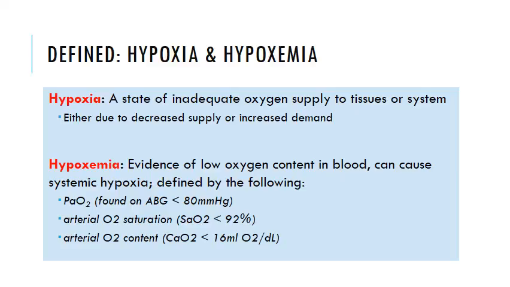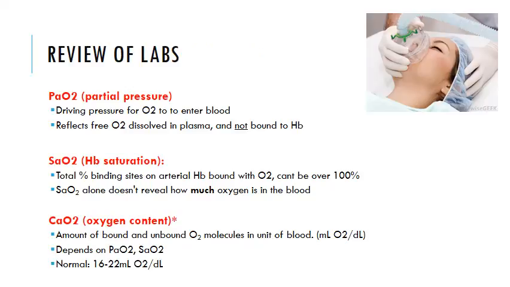It's defined by any one of the following findings: an arterial PO2 on an ABG of less than 80 millimeters of mercury, arterial hemoglobin saturation of less than 92%, or arterial oxygen content of less than 60 milliliters of oxygen per deciliter. Let's review each one of these in the next slide.